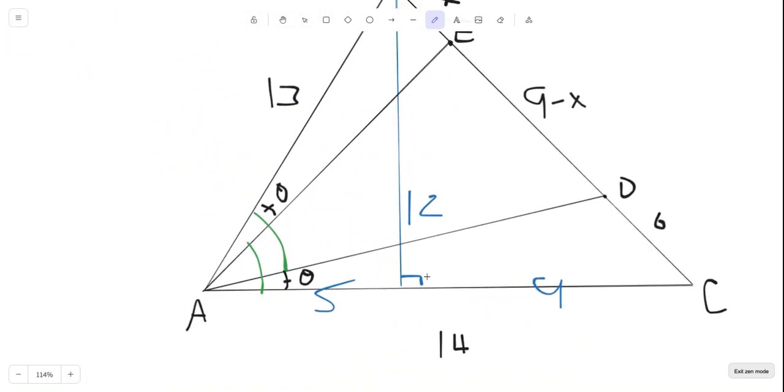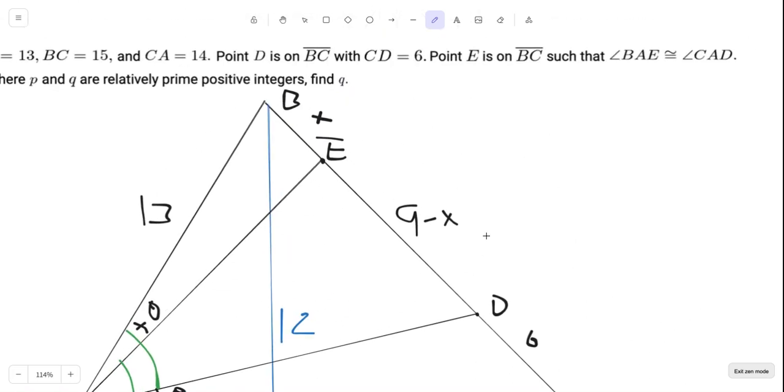First of all, we can let 14 be the base and divide into two right triangles. That's a common trick for a 13, 14, 15 triangle. It'll give us the trig ratios really easily for the angles. So we have a 5, 12, 13 triangle, and then a 9, 12, 15 one, which is a 3, 4, 5 triple.